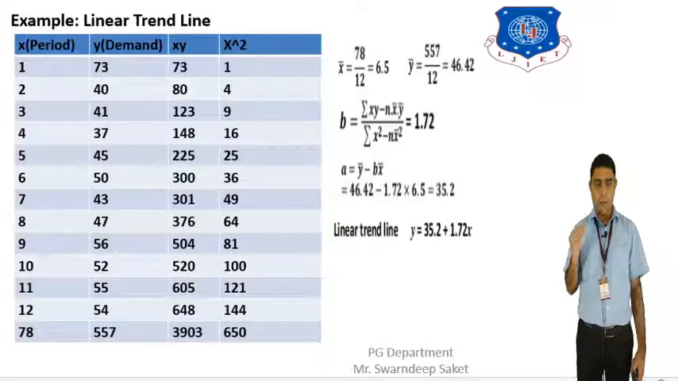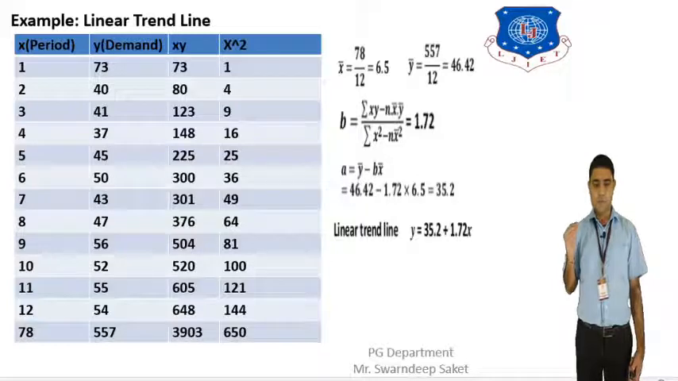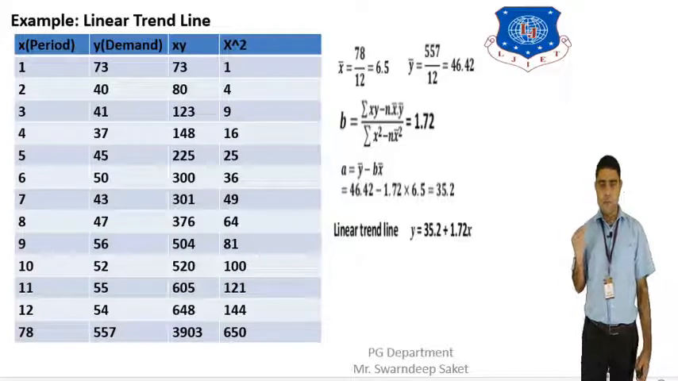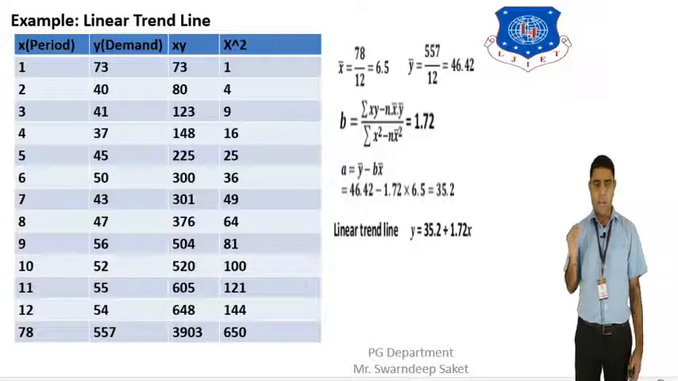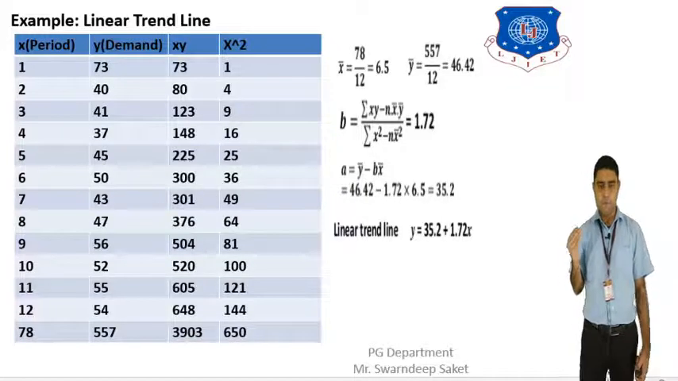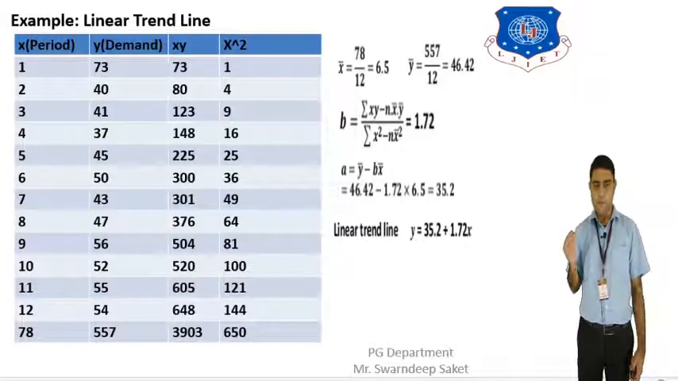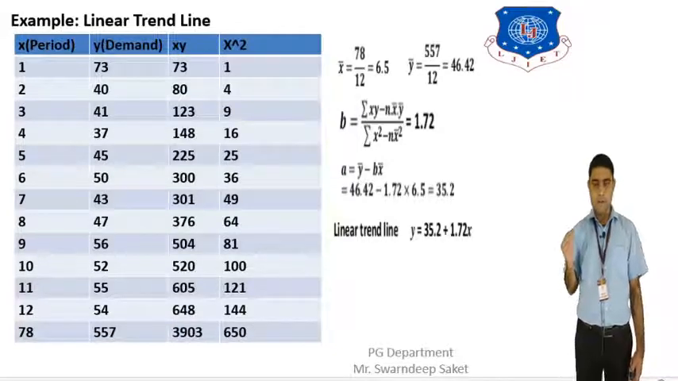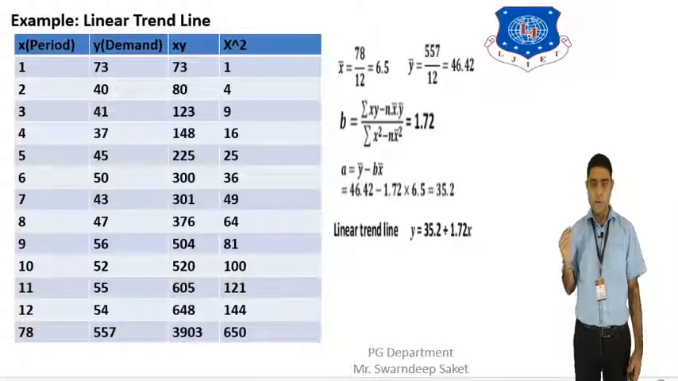So x summation is 78, y summation is 557, xy summation is 3903 and x square summation is 650. After that we have to calculate x bar, that is the mean for x value, that is 78 divided by 12. So we will get 6.5, and we will calculate y bar, equal to 557 divided by 12, then we get 46.42.